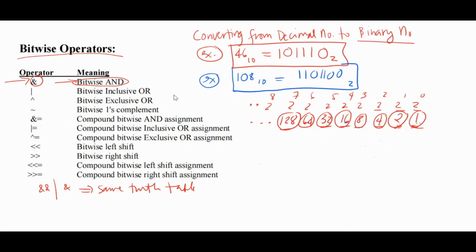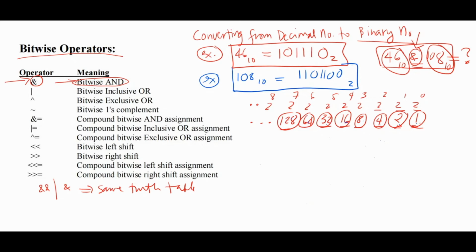Say we're going to find 46 and 108. What is the result of this one? Base 10, 46, and then you have a bitwise operator, and this is base 10 108. Since this is a bitwise operator, the operands are binary numbers. So these decimal numbers 46 and 108 will be converted to binary numbers, and then that's the time we perform the bitwise AND operator bit by bit of these two operands.